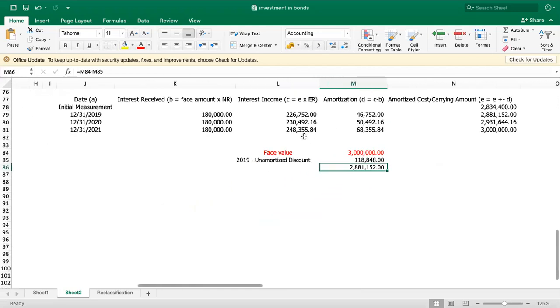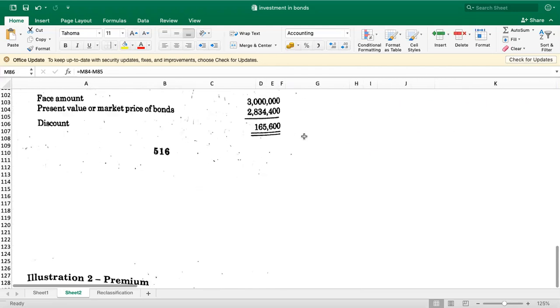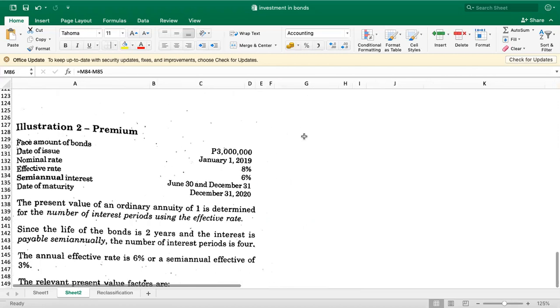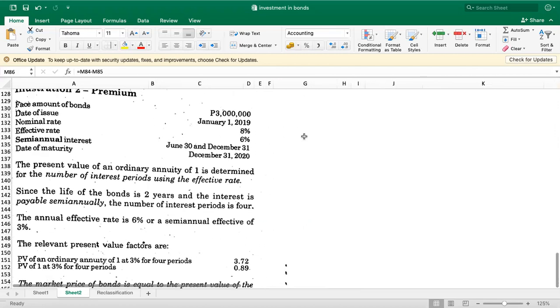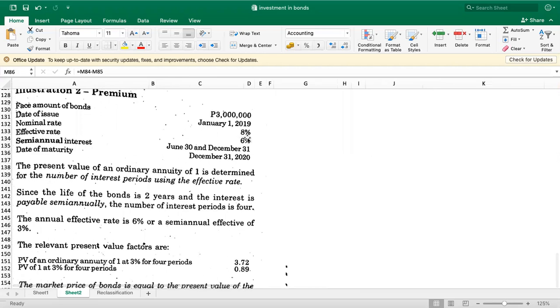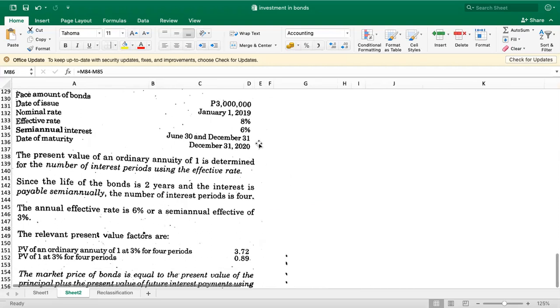Okay, so that is for illustration number 1. For illustration number 2, premium naman tayo. 'Di ba? So, we can say may premium if the nominal rate is higher than your effective rate. So, ito yung nangyayari dito. 'Di ba? By looking on the information details, you would really know immediately, kung anong meron, may discount ba, may premium.